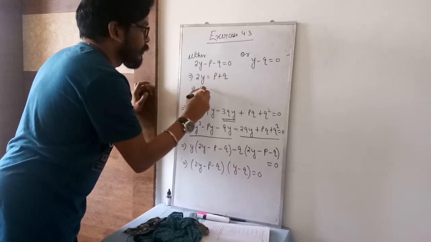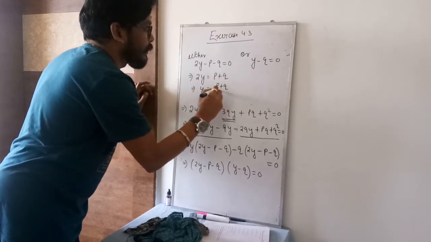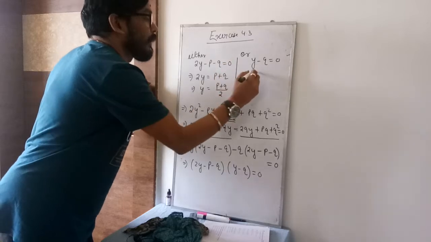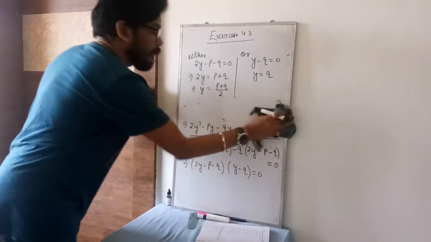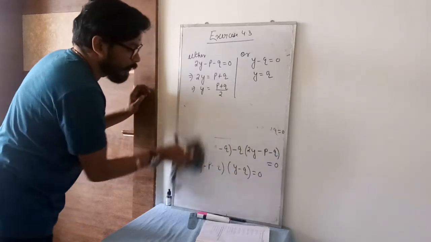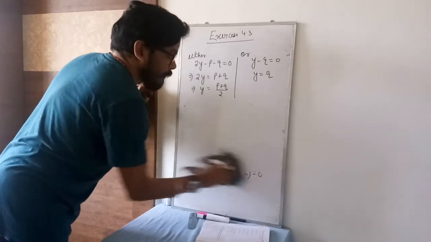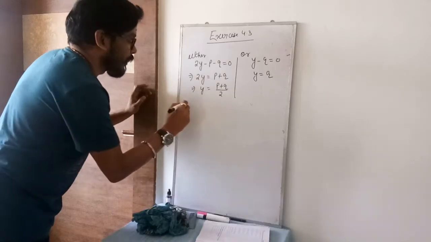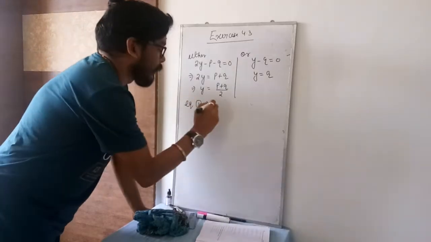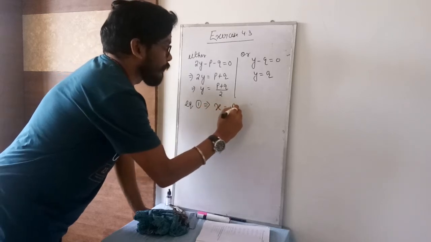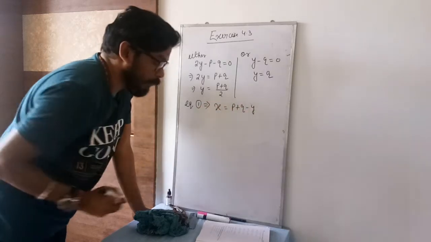So your y is p plus q by 2, and here your y value is q. So these are the two values. So you got the value of y. Now you have to find the value of x. So you will write now equation 1. Equation 1 implies, so what was your equation 1? x equal to p plus q minus y.